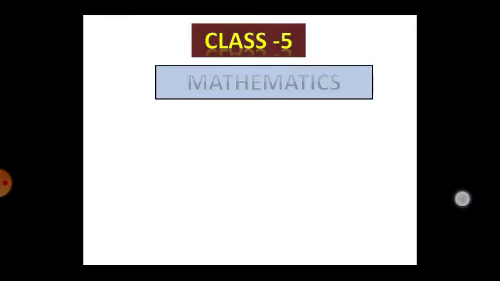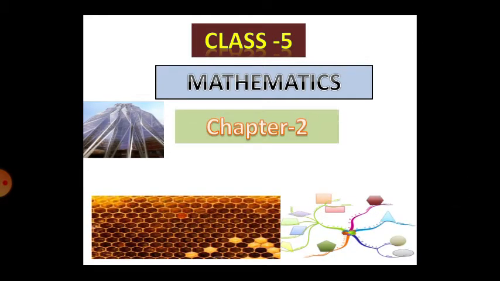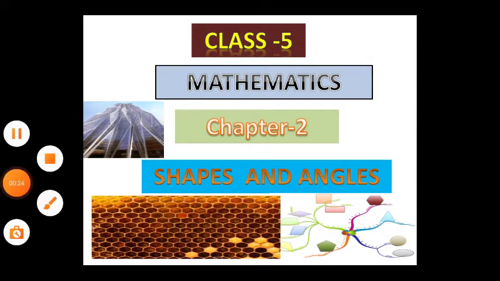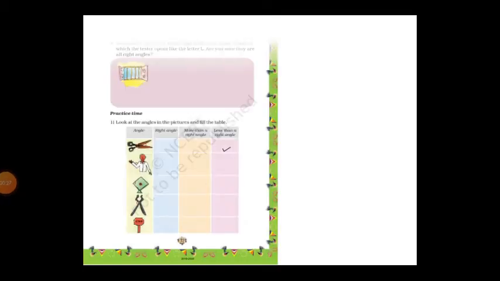In your previous class, we already started chapter 2, shapes and angles. We learned what is meant by shape, what is meant by angles and types of angles, how many types of shapes there are, and what is meant by polygons. These are all basic things we learned. Let us continue with shapes and angles.